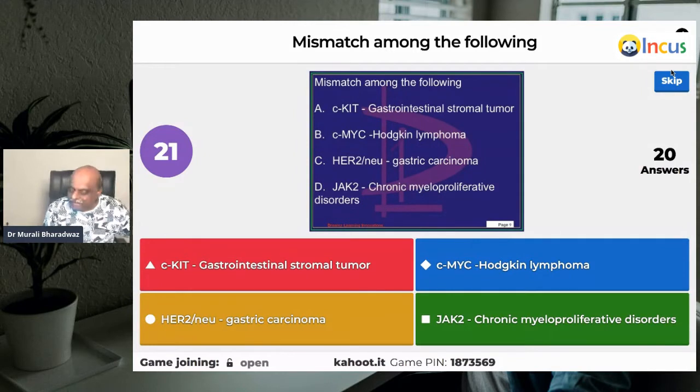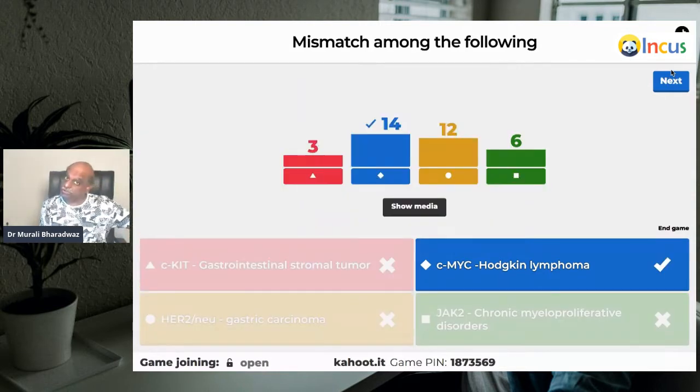Where is C-kit involved? Where is C-myc involved? Where is HER2/neu involved? And where is JAK2 involved? You need to be 100% sure, doctor. We are all living and loving in the era of genetics, molecular diagnostics, stem cells, bone marrow transplantations, everything at gene level. So you have to be 100% sure.